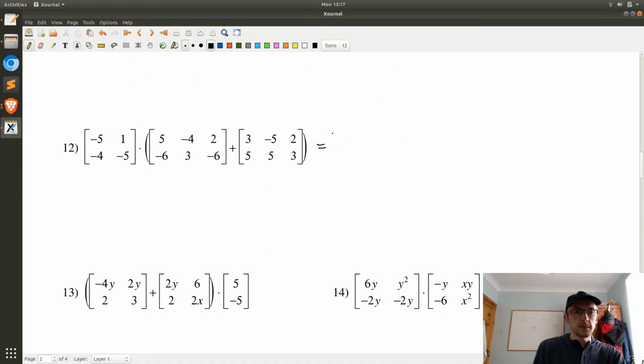And here, well, if we add this pair of matrices, we're going to get a 2 by 3 matrix as a result. And a 2 by 2 multiplied by 2 by 3 is going to give us a 2 by 3.